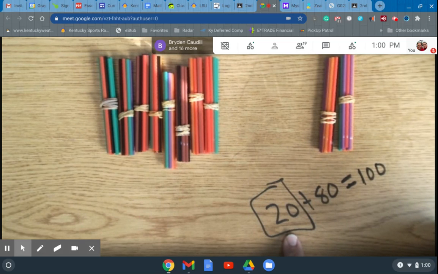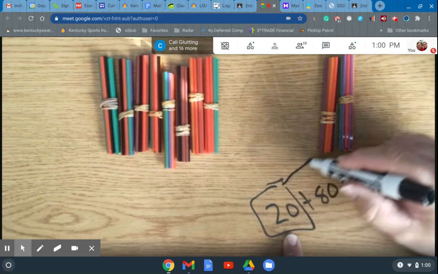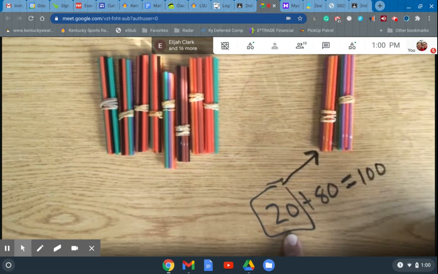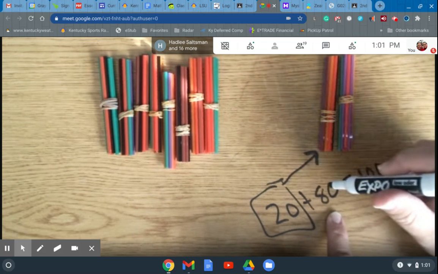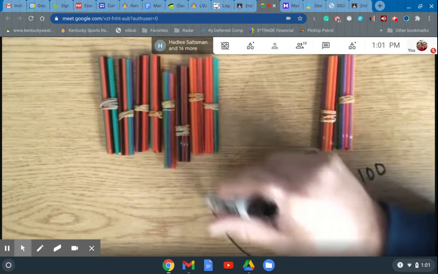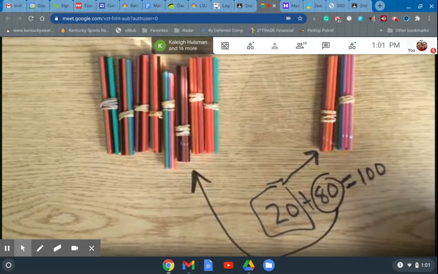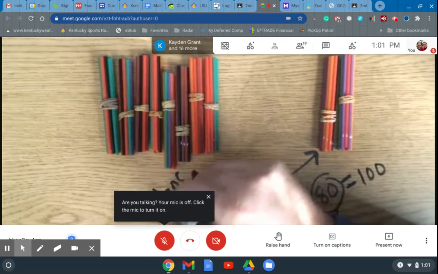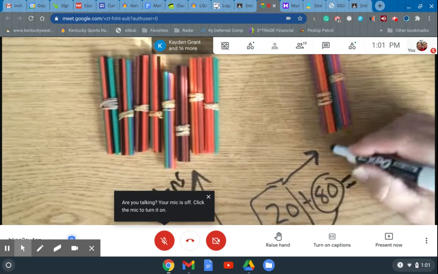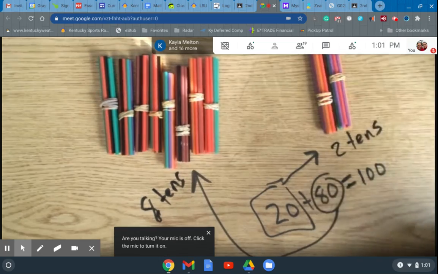Because you added it to the 80. Exactly. It's right there, isn't it? Yeah. So and then the 80, where'd that come from? From you adding tens to more tens. In other words, you're this over here? Yeah. Okay. So we've got 8 tens and we got 2 tens, right?